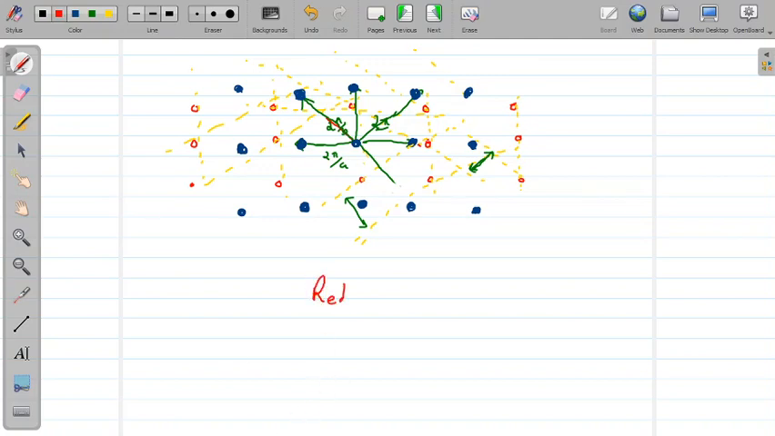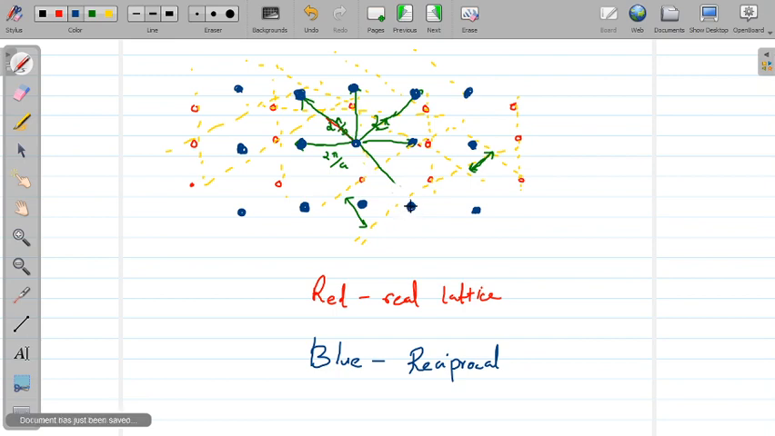So the red is the real lattice where atoms are arranged. Red dots correspond to the positions of the atoms, and the blue dots correspond to the reciprocal lattice. It is actually drawn in the K space, or the momentum space. And here you can see each dot actually corresponds to a set of planes. Each dot will give you the interplanar spacing d and the orientation of the plane.